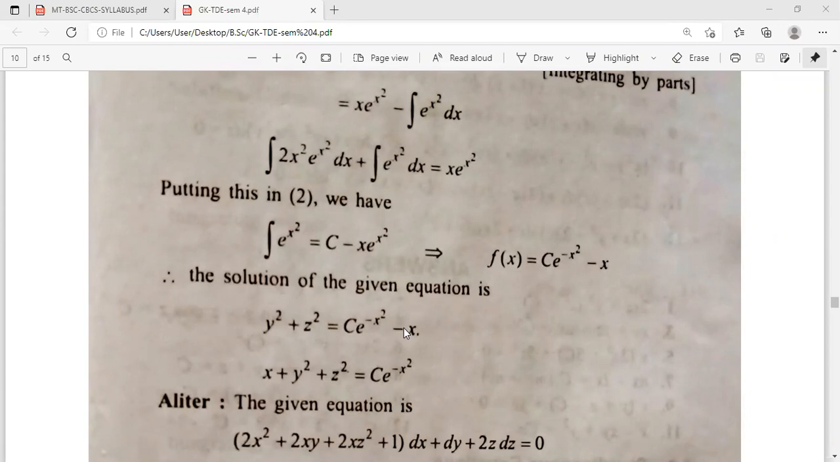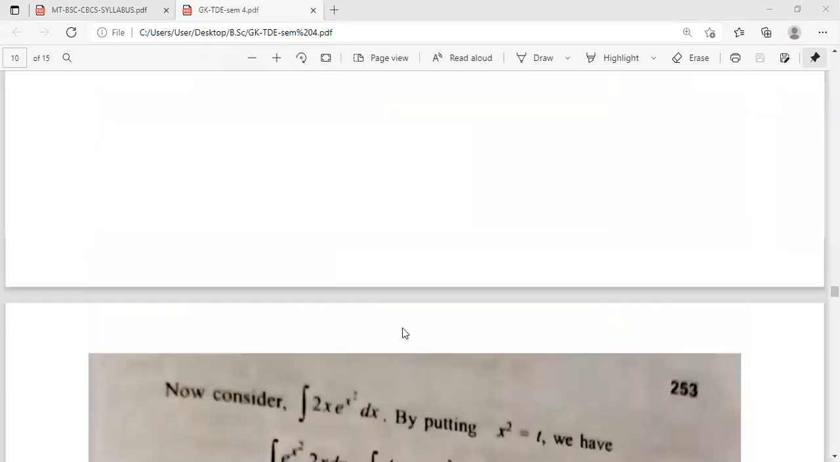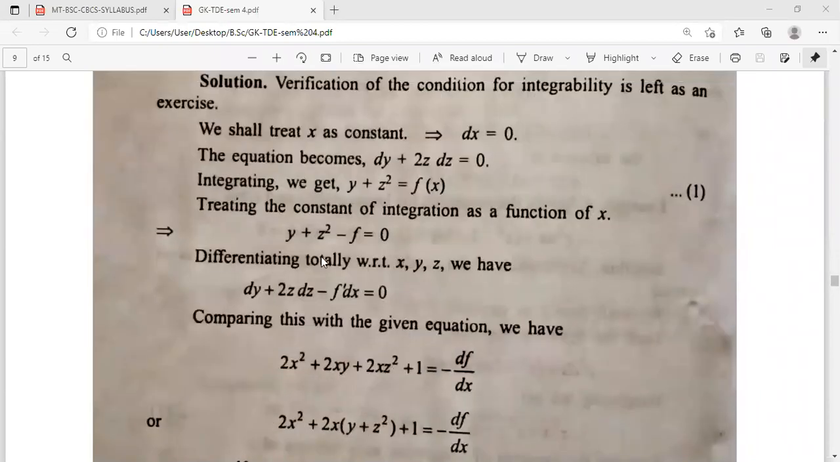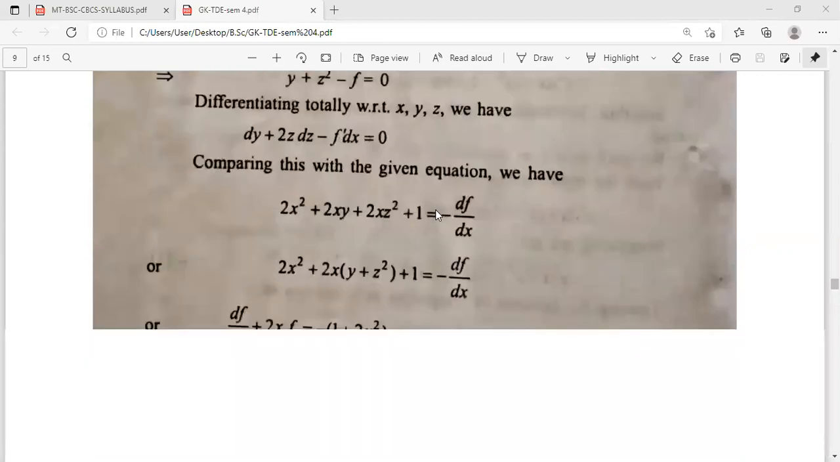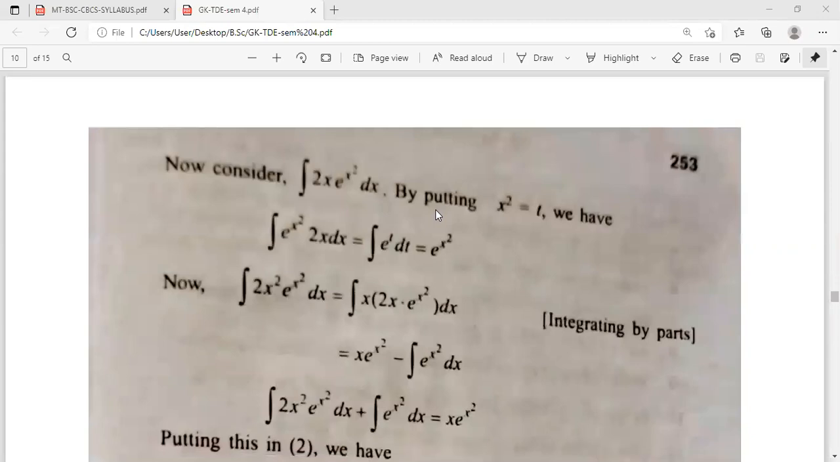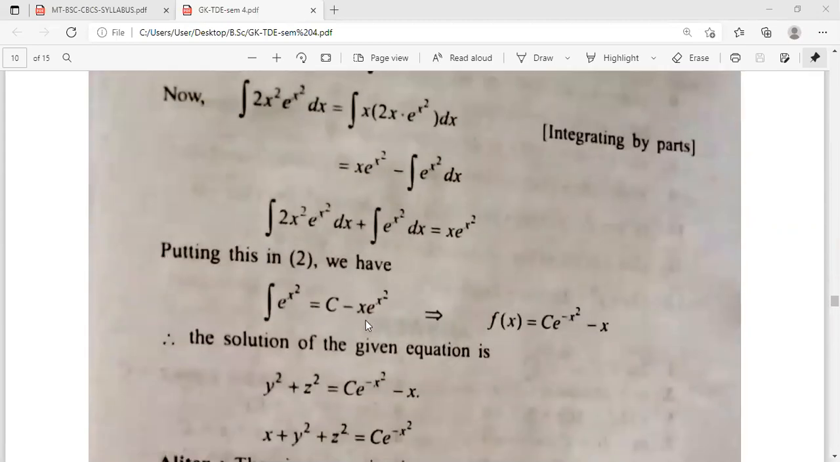Because you see, after simplification you got y plus z square equal to f of x. This is the main one; here you have to find out f of x. In the previous cases, you took f of z and simplified the terms containing f of z and z. Here f of y plus z square equal to f of x. You got the value of f of x here. What is the value of f of x here? C minus x e to the power x square.